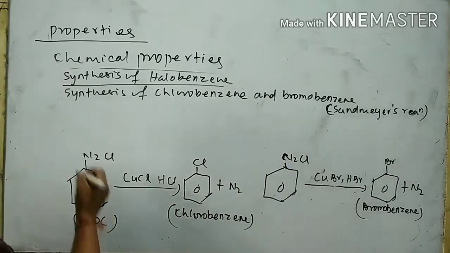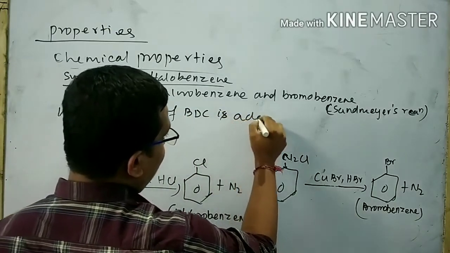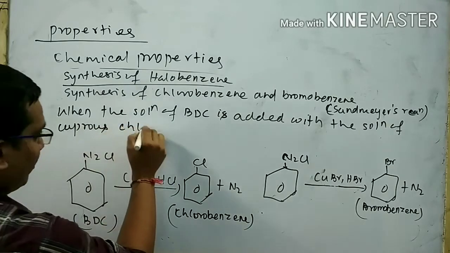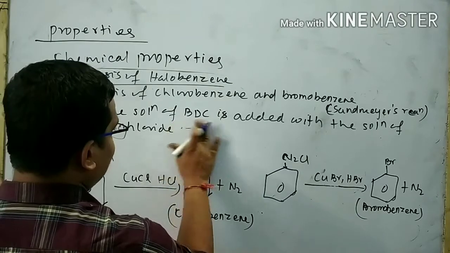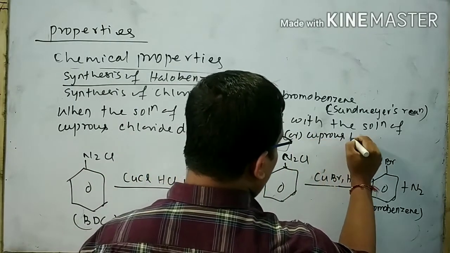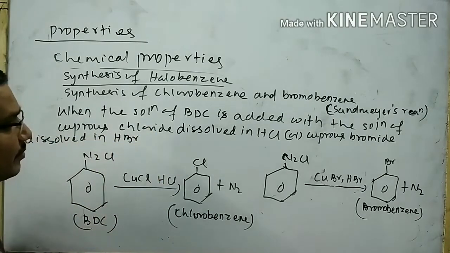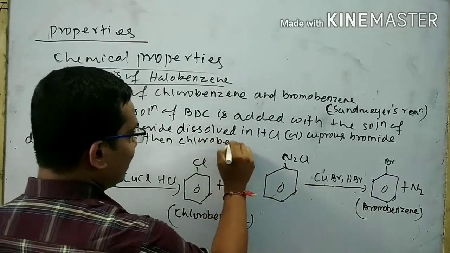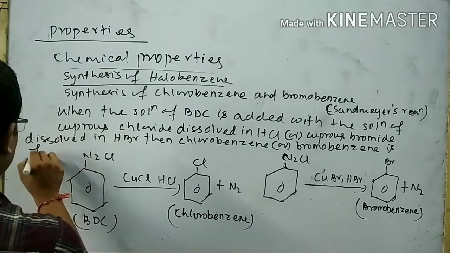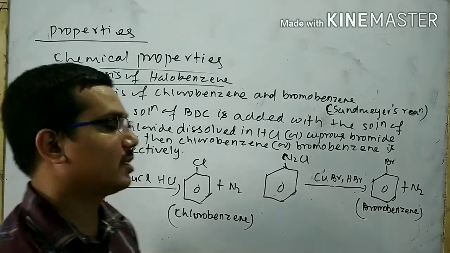Now we can write a statement for this reaction: when the solution of BDC is added with the solution of cuprous chloride in HCl, cuprous chloride dissolved in HCl, or cuprous bromide dissolved in HBr, then chlorobenzene or bromobenzene is formed respectively. This is the statement for Sandmeyer reaction.